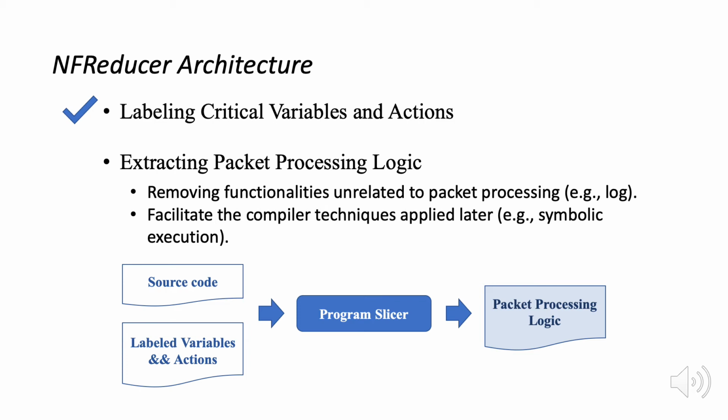Program slicing is the key to this process. With labeled actions and critical variables used in actions, the program slicer can search for instructions which influence the execution of the labeled actions, and report the instructions as the identified packet processing logic.